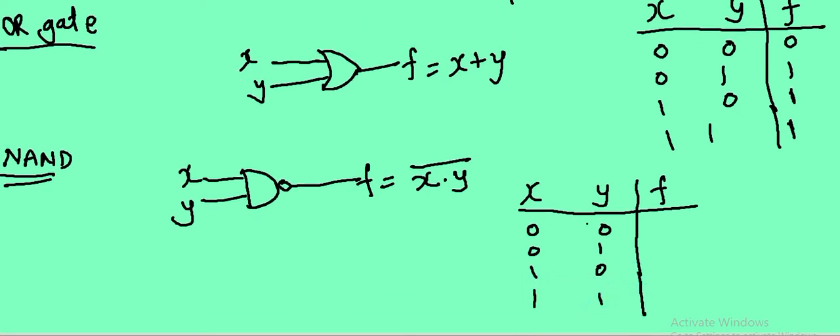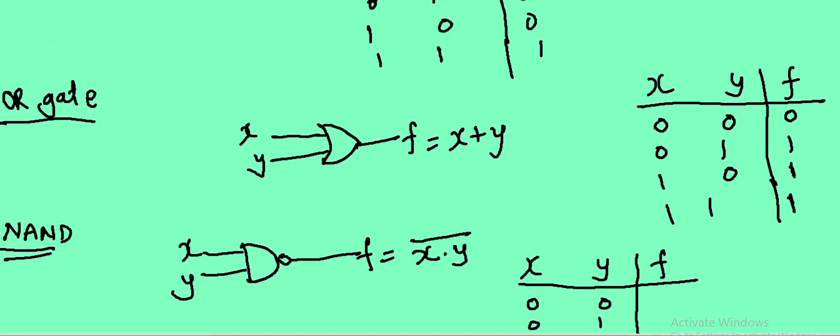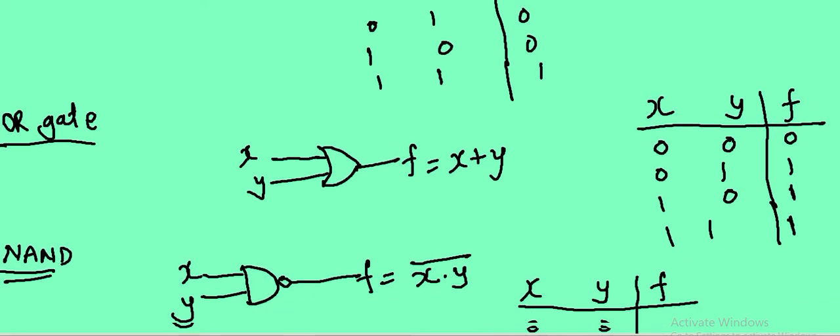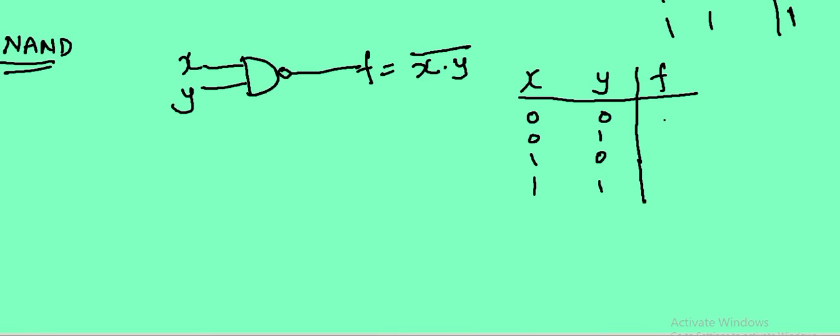Now if I look at this table of AND, it says that if both the inputs are 1, then it is 1, otherwise it is 0. So it will negate all the values of AND gate. So if both of the inputs are 1, then it will be 0, otherwise it is 1. So this is your NAND gate.